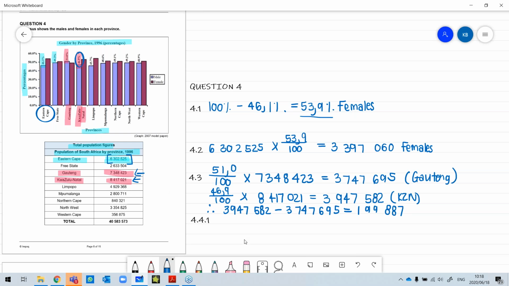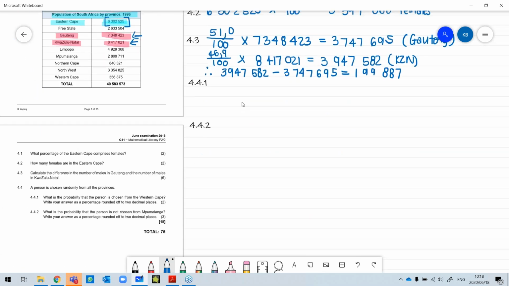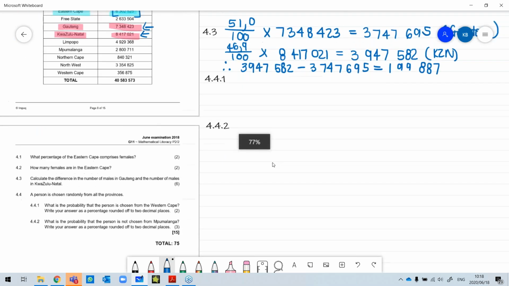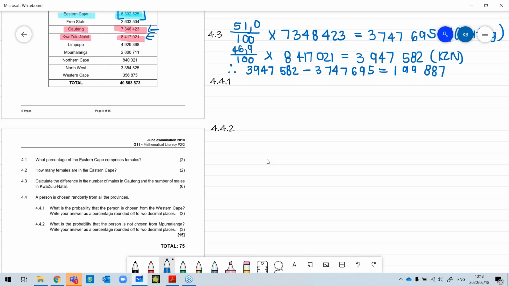Question 4.4.1. Okay, question 4.4.1. A person is chosen randomly from all the provinces. What is the probability that the person is chosen from the Western Cape? Write your answer as a percentage rounded off to 2 decimal places.